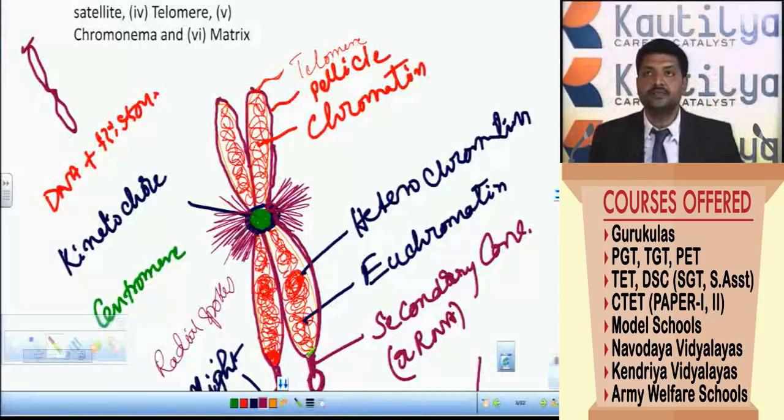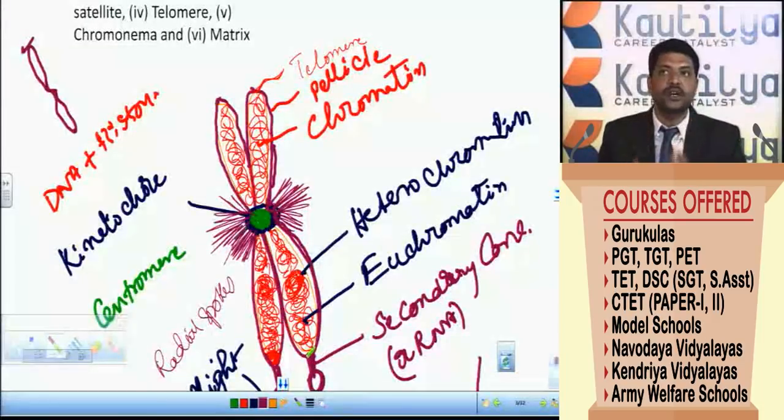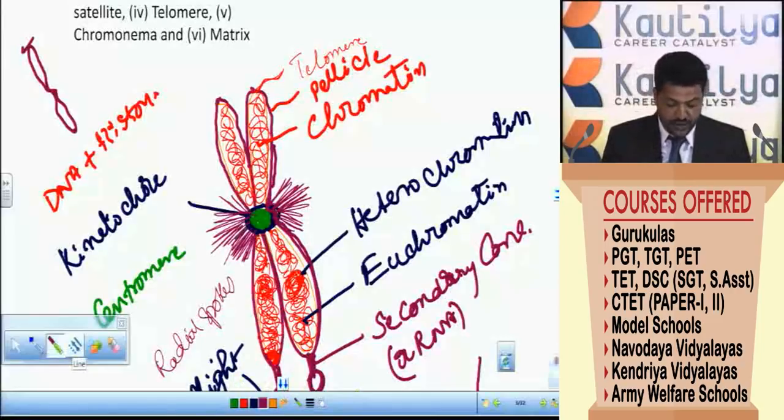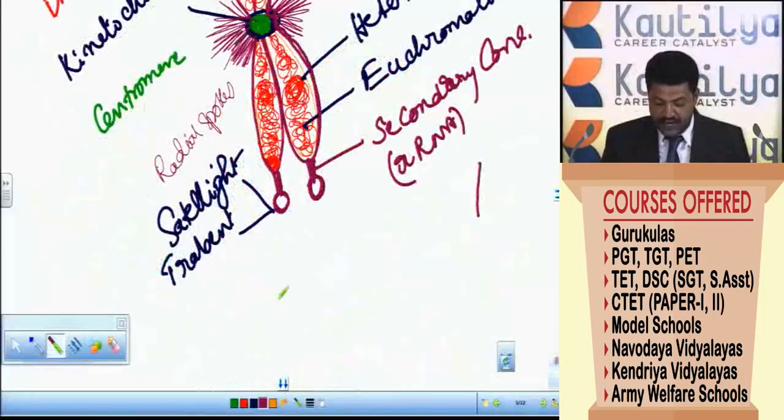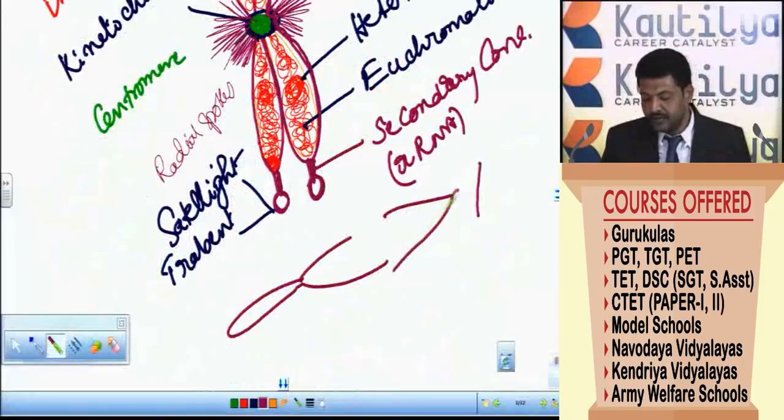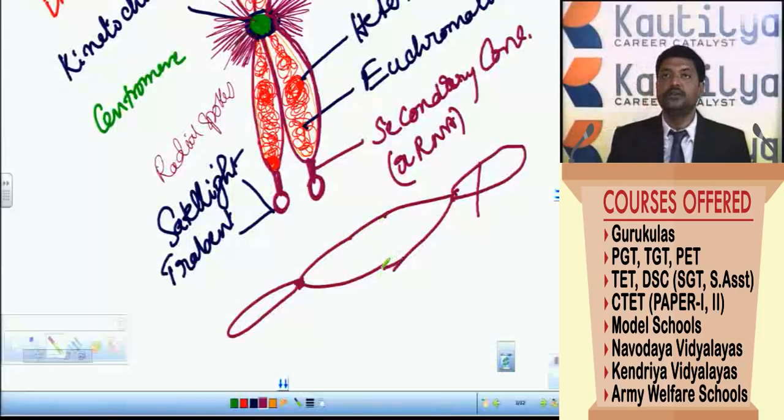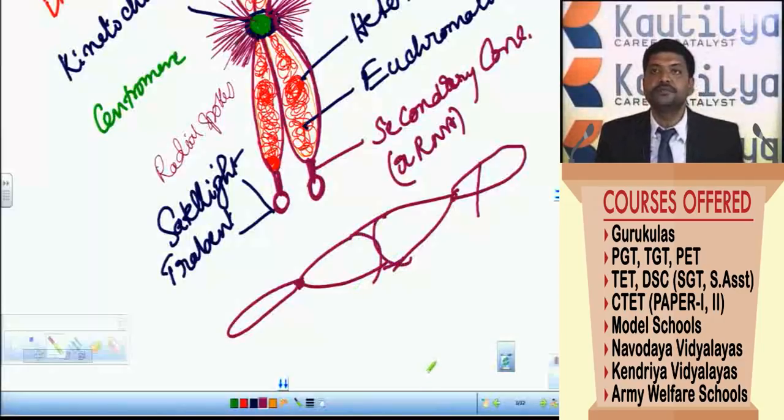What is the duty and function of the telomere? The telomere gives stability to the chromosomes. If two chromosomes have no telomeres, and this is the centromere, then they would like to fuse to form a dicentric chromosome. This is of course an abnormal case. When telomeres are present, chromosomes do not fuse with one another, so they maintain their identity. Chromosomes have stability because of the telomeres.